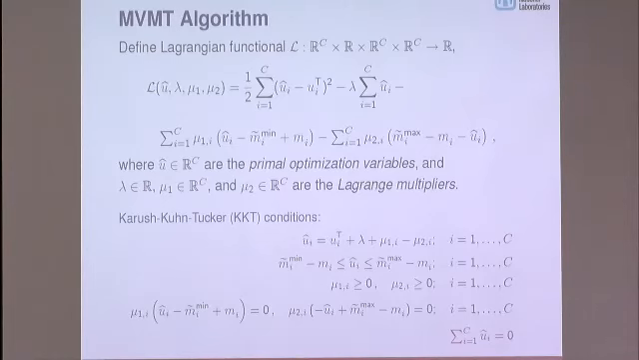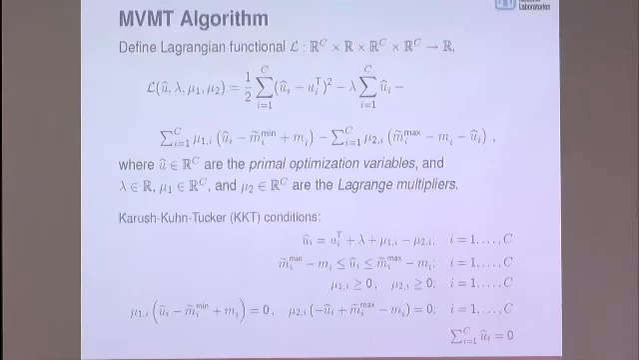So here's a Lagrangian functional that's being used. So again, here is the optimization objective. We have the mass conservation constraint. Lambda is a Lagrange multiplier. And then we have our inequality constraints with Lagrange multipliers, mu. And equivalently, you can think of it in KKT conditions.